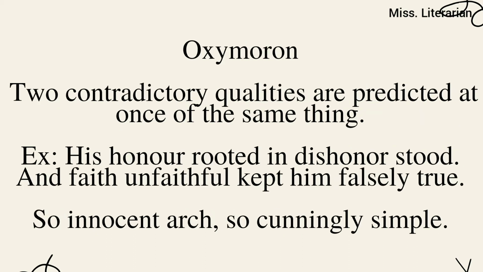Oxymoron. Oxymoron has some close relationship with antithesis, that is, two contradictory qualities are predicated. For example, his honor rooted in dishonor stood, and faith unfaithful kept him falsely true. So innocent arch, so cunningly simple.